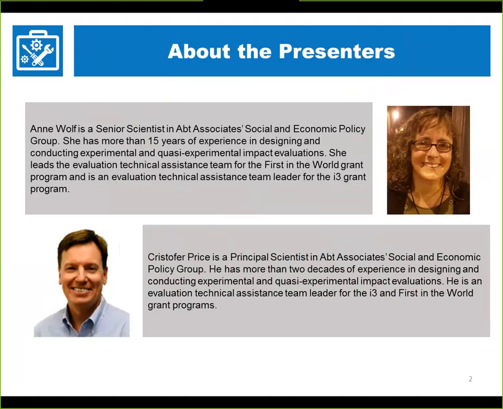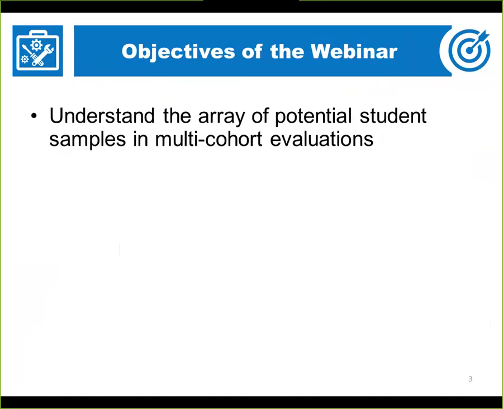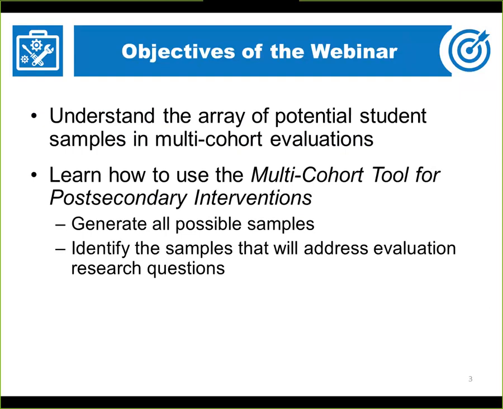At the end of the webinar, you will understand the large array of potential student samples in multi-cohort evaluations. Specifically, samples may group students on a number of dimensions, such as amount of exposure, grade level, and time relative to the start of the intervention. And you'll learn how to use the multi-cohort tool to generate all of the possible samples for your evaluation and identify the samples that will address the evaluation research questions.